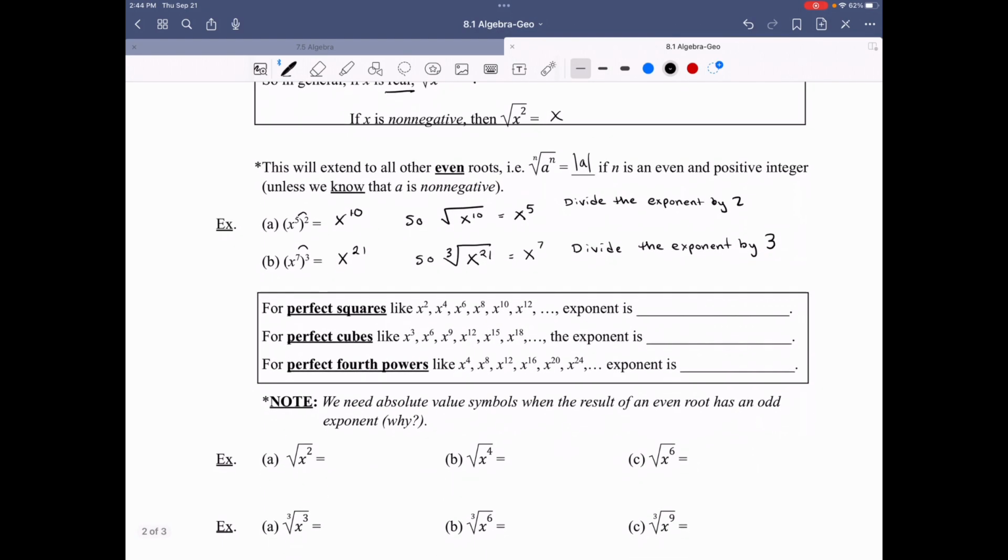All right. For perfect squares like x squared, x to the 4th, x to the 6th, x to the 8th, x to the 10th, x to the 12th, and so on, the exponent is even, and it's divisible by 2. For perfect cubes, like x to the 3rd, to the 6th, to the 9th, to the 12th, to the 15th, to the 18th, the exponent is divisible by 3.